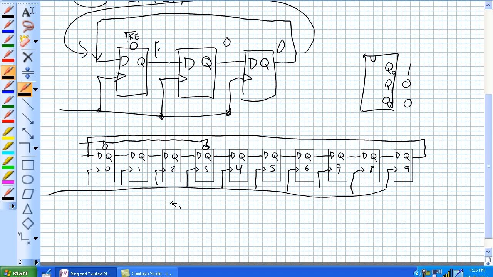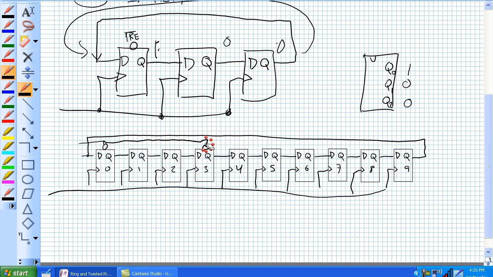How many sequences are there in a regular old ring counter? Well, as many sequences as there are bit positions. Okay, so now let's go on to a twisted ring counter. Twisted ring is also referred to as a Johnson counter.